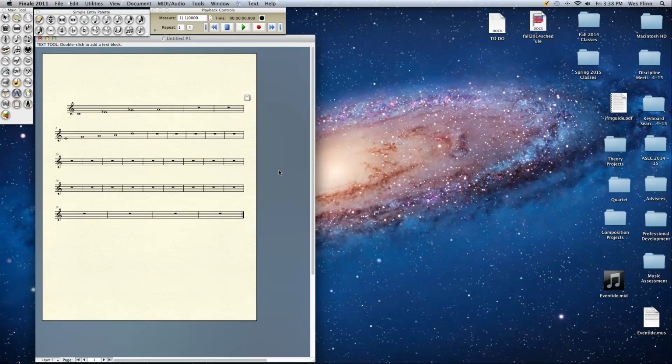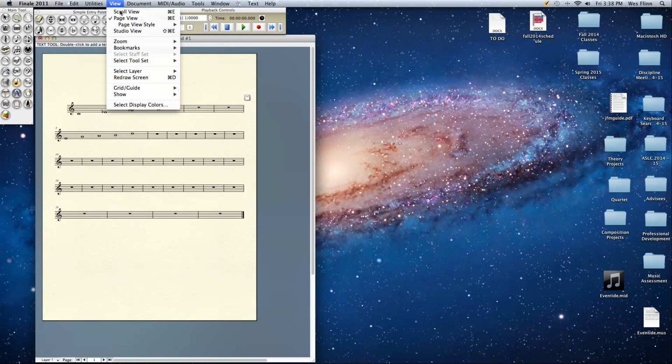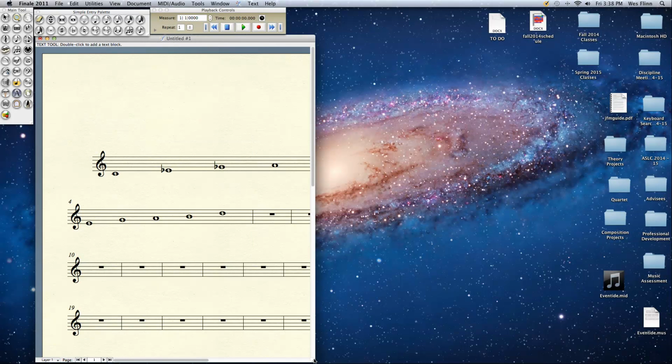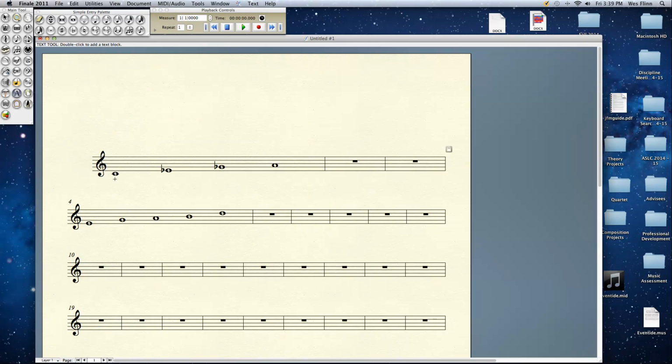Today we're going to be looking at a couple of different types of scales and introducing you to the concepts of sets and set class analysis. So, if you look at the very first idea up here, I'm going to make this a little larger so we can see it here. If you look at the very first idea, you see that this is what? That's right, fully diminished seventh chord. The B double flat is written in harmonically as an A, and that's fine.